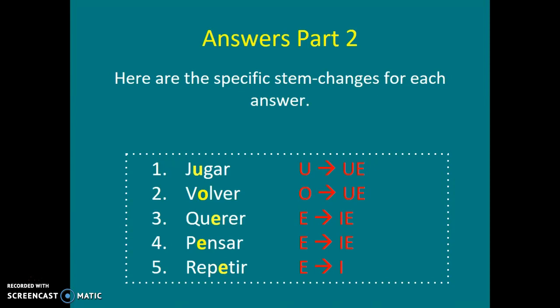Jugar is a U to UE stem change verb. Volver is an O to UE. Querer is an E to IE. Pensar is also an E to IE. And repetir is an E to I. That means once you figure out which letters need a stem change, this is what you're going to change them to, from this to this. So on, so forth.